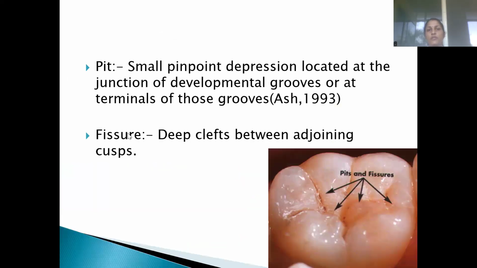So what is a pit? A pit can be defined as a small pinpoint depression located at the junction of the developmental grooves or at terminals of these grooves, as by Ash in 1993. And a fissure is a deep cleft between the adjoining cusps. You can see here, these are the fissures and these are the pits.